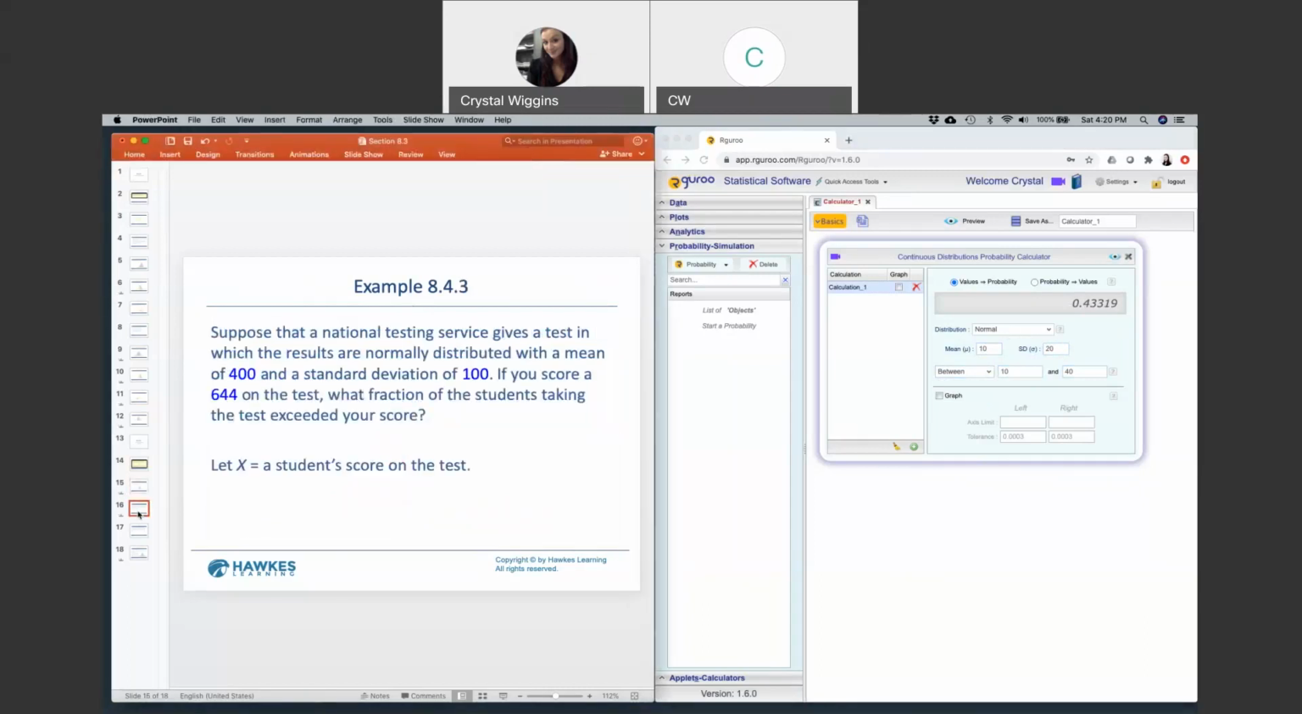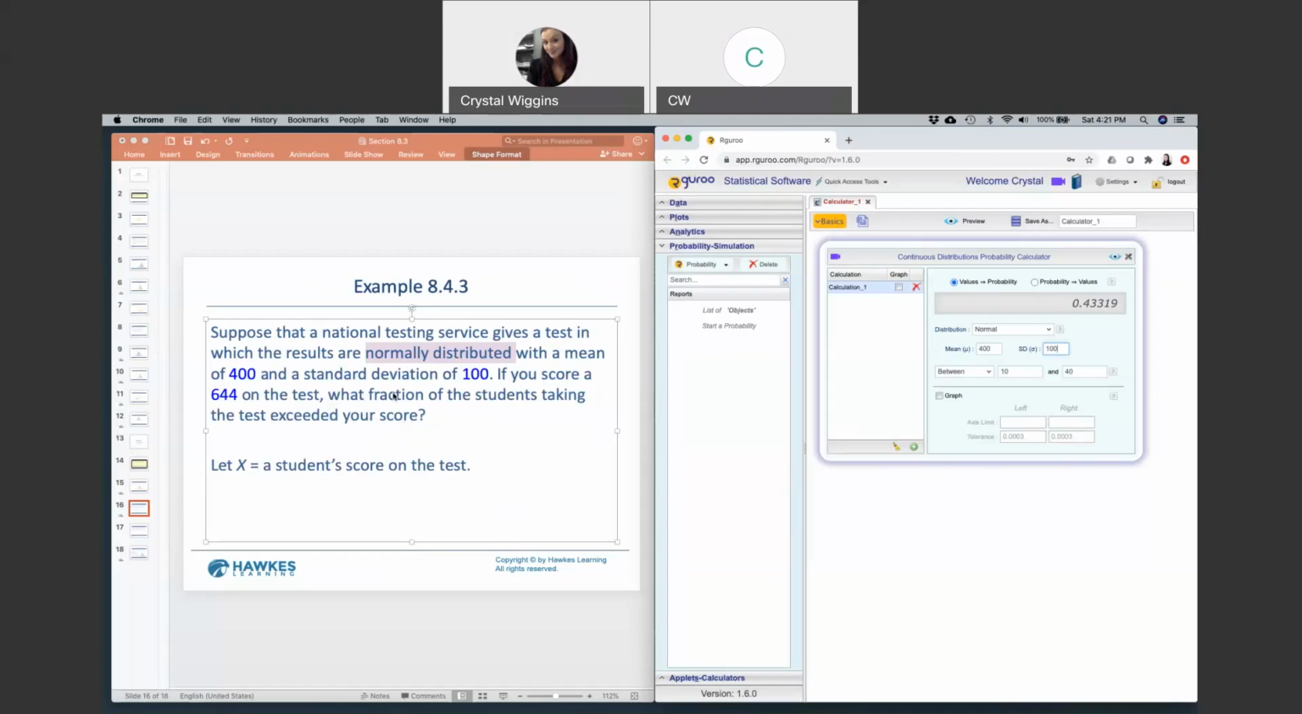Let's try some examples where we're actually talking about real life situations so that we can practice what we would say in conclusion after solving one of these. So suppose that a national testing service gives a test in which the results are normally distributed. That tells us we're using the normal curve with a mean of 400. Okay, so I'm going to type in my mean of 400 and a standard deviation of 100. If you score 644 on the test, what fraction of students taking the test exceeded your score? Okay, fraction, probability, decimal, same thing.